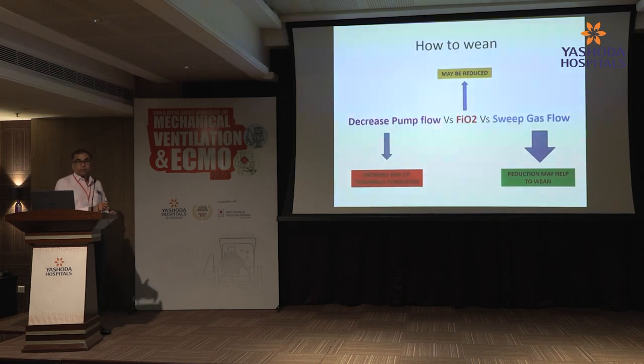So how to wean? Once we have seen all parameters and we think our patient is ready for weaning, what to do? Should we decrease the pump flow, the FiO2, or the sweep gas flow? Decreasing pump flow is a challenge, because if you keep reducing the flow to less than 2.5 liters per minute, there is more risk of thrombosis, and it's already a prolonged ECMO run. You might have changed the circuit or you might not have. So never try to reduce flow below 3 liters per minute preferably, and below 2.5 you should never go whenever weaning a patient from VV ECMO.